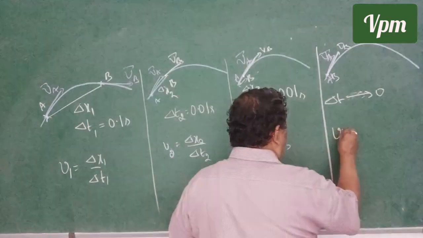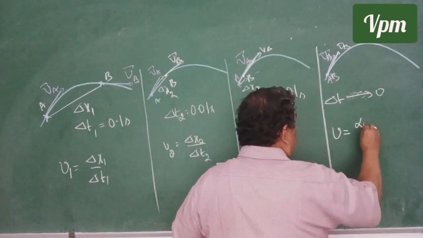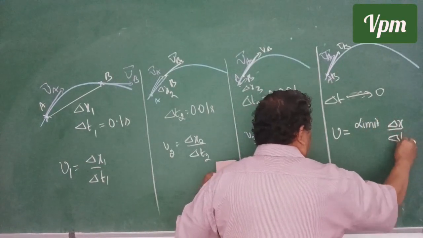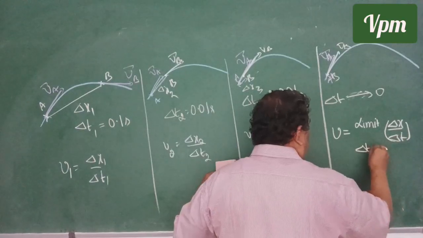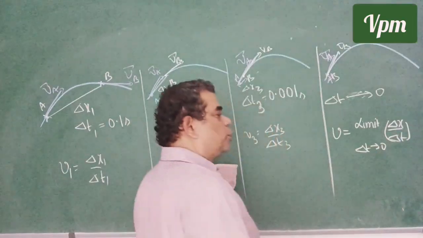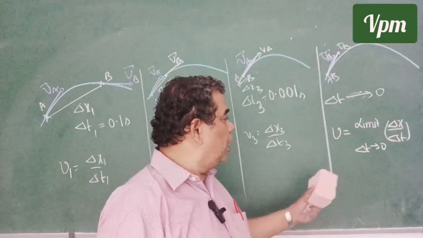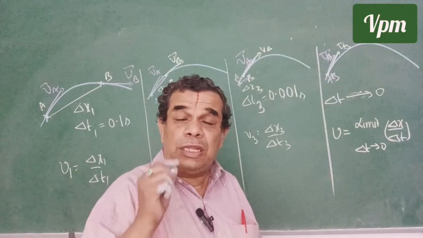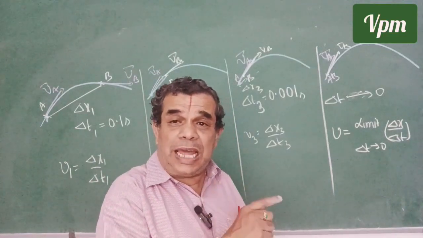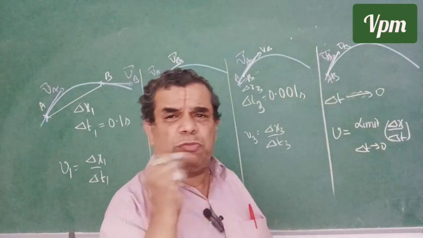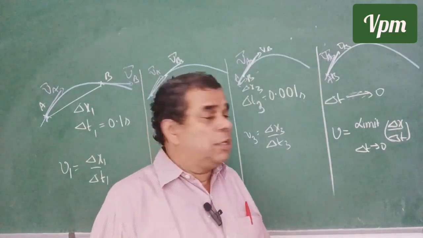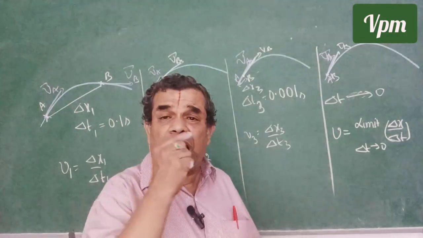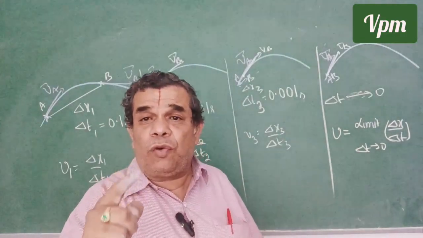Then I write V with a special symbol: limit delta x by delta t as delta t tends to zero. Observe, to be read as I read: limit delta x by delta t as delta t tends to zero. That ratio is calculated when delta t is approaching zero, almost zero but not zero. So this is what gives us the velocity at A, that is instantaneous velocity.